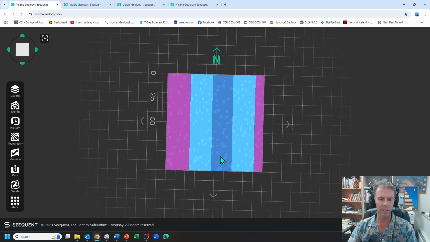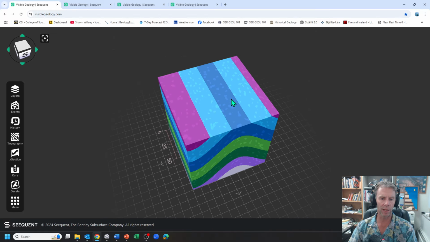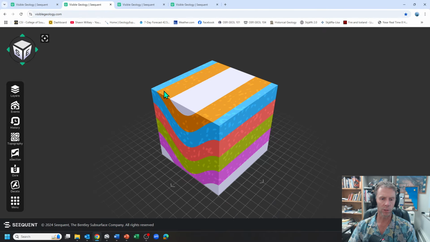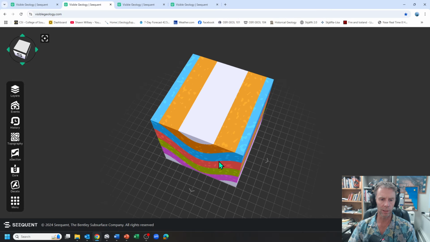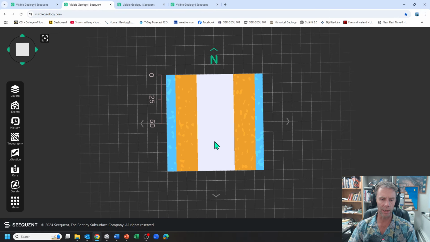But the point here is that in a non-plunging fold, the contacts are parallel and straight. So here's an example of a non-plunging anticline. I've also queued up a non-plunging syncline for you. So again, in map view, looking at the top view, notice that the contacts are straight and parallel.